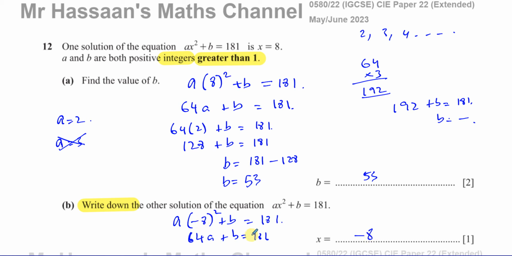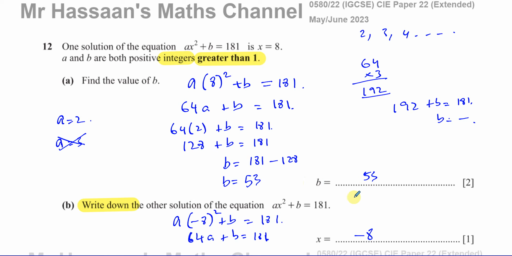It will give us exactly the same value for a and b in this situation. So that's the value of b, and that's the other solution of this equation for x for these values of a and b.